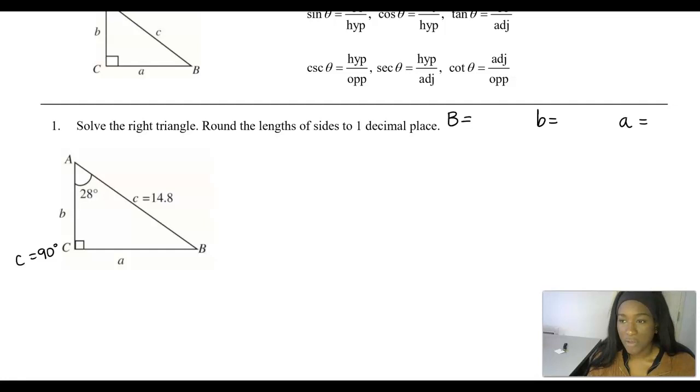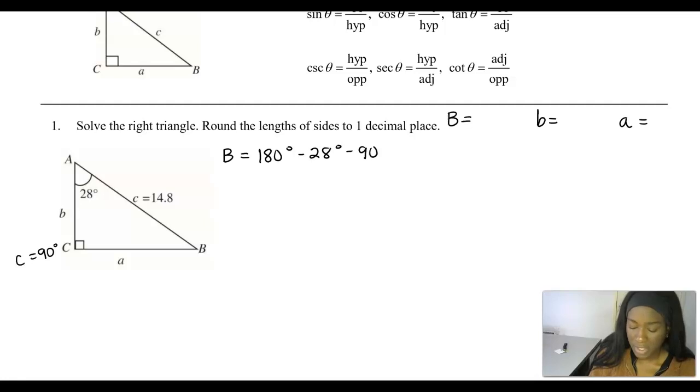So I'm going to start off and look for capital B. That'll be the easiest thing for us to find because we know the other two angles in the triangle. We can find it by taking 180 and subtracting the other two angles that we have in the triangle, the 28 degrees and the 90-degree angle, to get that capital B is 62 degrees.